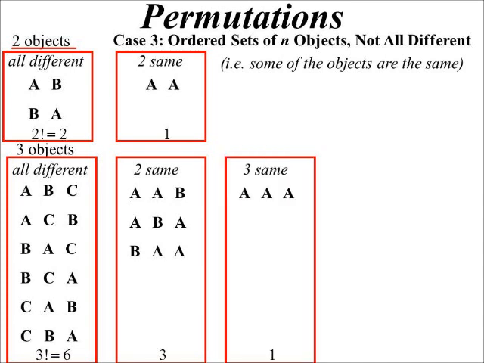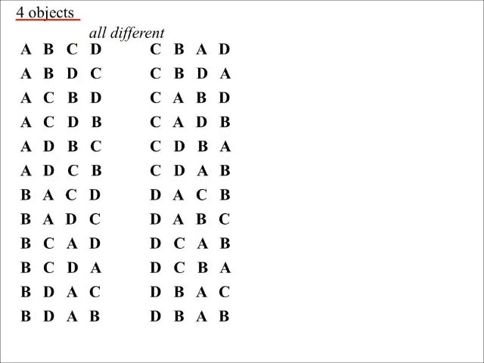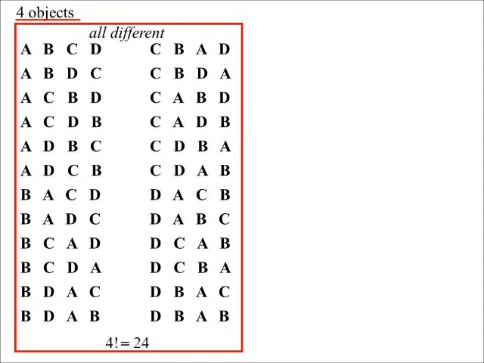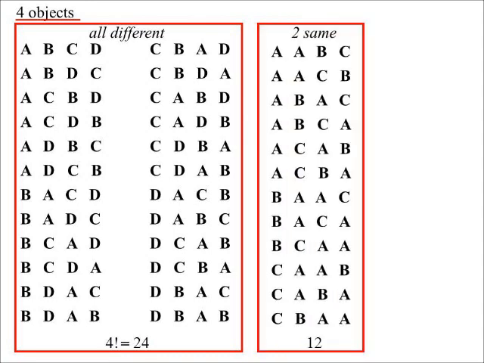All right, well, let's push it up to 4 objects. Let's see if that pattern still works. If they're all different, wow, there's 24 different ways of writing out the 4 letters. So if the pattern's right, we're expecting 12. We would halve it. Yes, indeed. We get 12. Looks like we're onto something here.